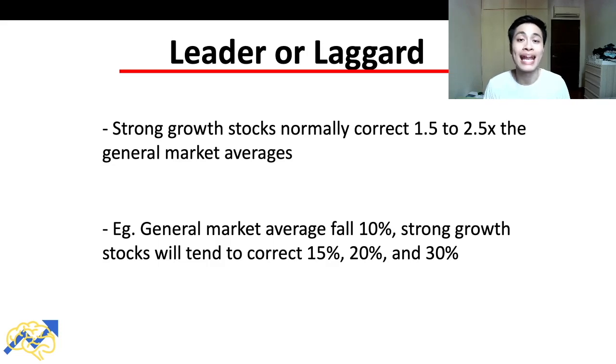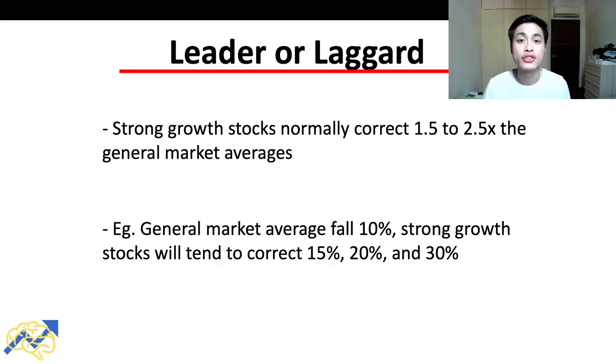During a bull market and an uptrend, these stocks which are leaders will tend to outperform the general market averages. But during a bear market and a downtrend, these very same stocks will tend to underperform the general market averages. So the pros of owning these stocks is that during a bull market and an uptrend, these stocks will tend to outperform the general market averages. But the con is that these stocks also will tend to underperform the general market averages during a bear market or a downtrend.